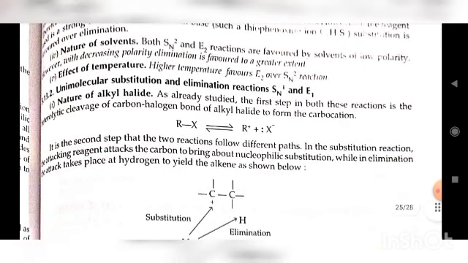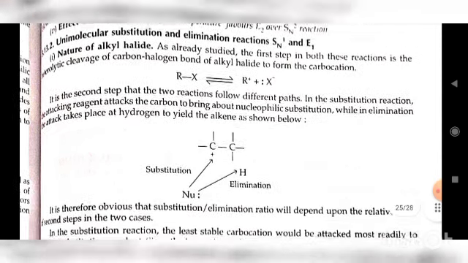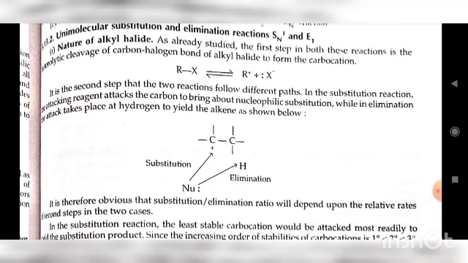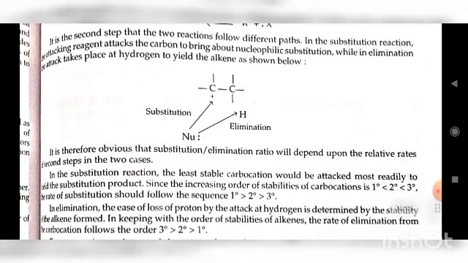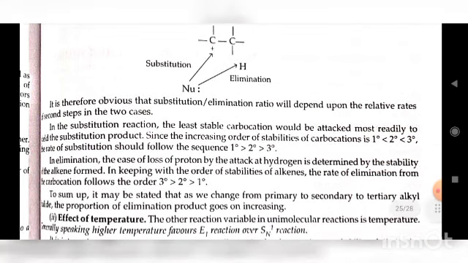Unimolecular substitution and elimination reactions. As already studied, the first step in both these reactions is the heterolytic cleavage of the carbon-halogen bond of alkyl halides to form the carbocation. It is in the second step that the two reactions follow different paths. In the substitution reaction, the attacking reagent attacks the carbon to bring about nucleophilic substitution, while in elimination the attack takes place at hydrogen to build the alkene. It is therefore obvious that the substitution-elimination ratio will depend upon the relative rates of the second step in the two cases.